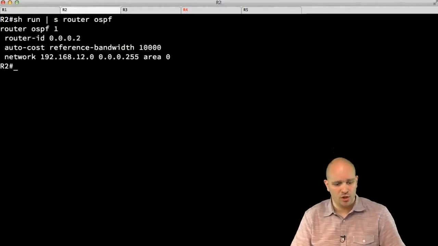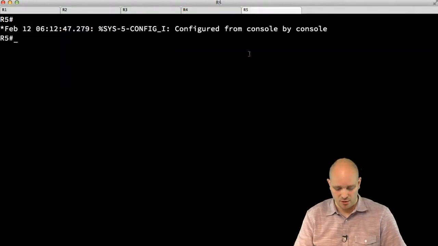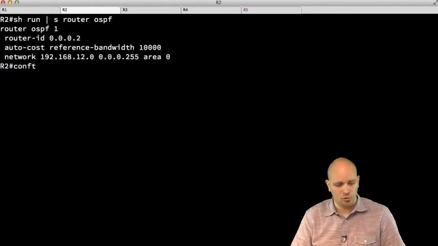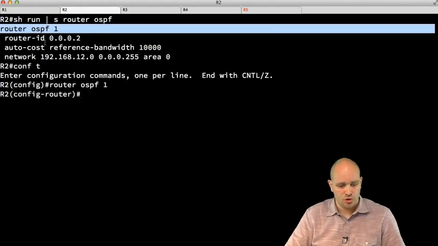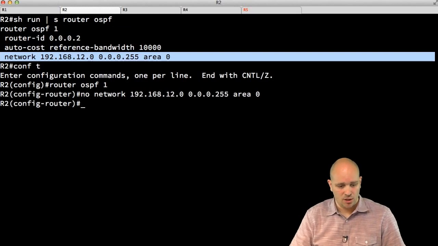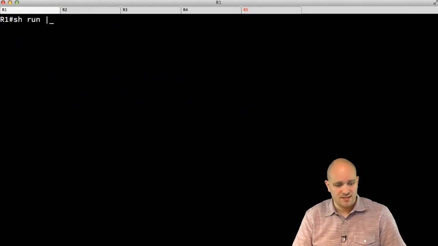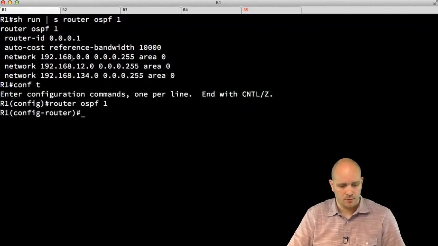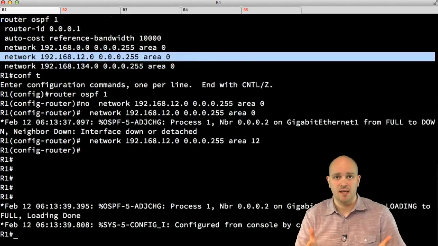And what I want to do here is change, oh, I forgot to change the auto-cost reference bandwidth. That's very important. So let me head to R5 here and just add this. So I'm going to go to R2, and what I'm going to do now is change this network here to no longer be in area 0. I want to change it to area 12, and I want to do the same thing here on R1. I'm going to remove this and change it to be in area 12.